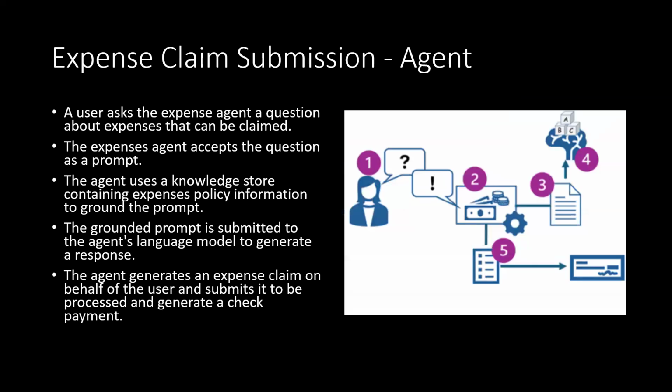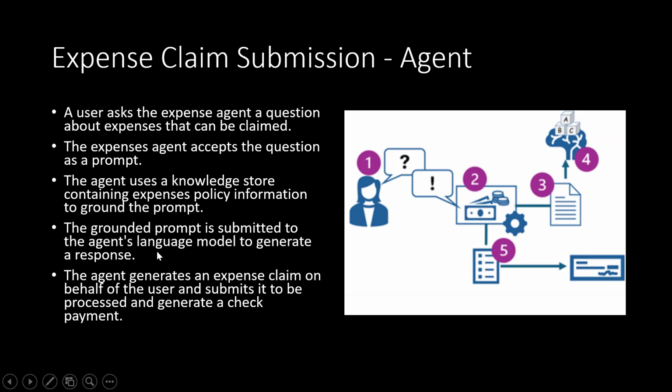Similarly, if I want to make an expense claim submission, these are the different steps. A user asks the expense agent a question about expenses that can be claimed. The expense agent accepts the question as a prompt. The agent uses a knowledge store. Okay, maybe some RAG basically containing the policies. It will give you the information on what kind of claims you can submit, what is the limit as per your grade and all. It can give you all that information which is there in your policies.